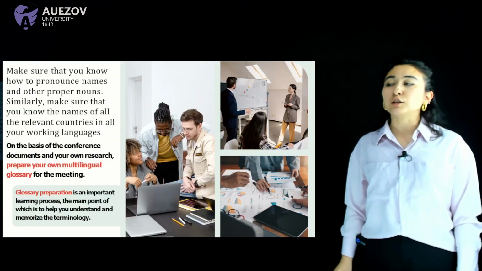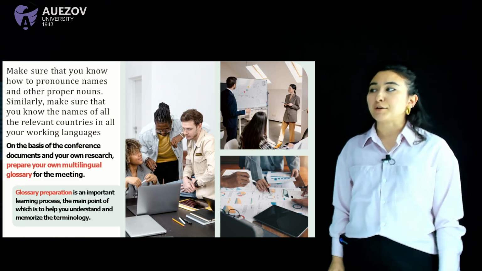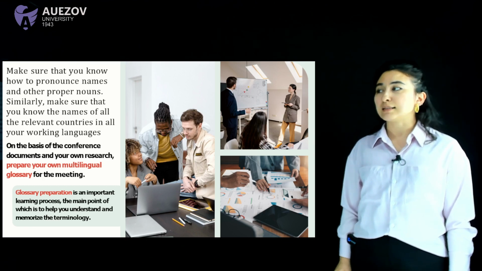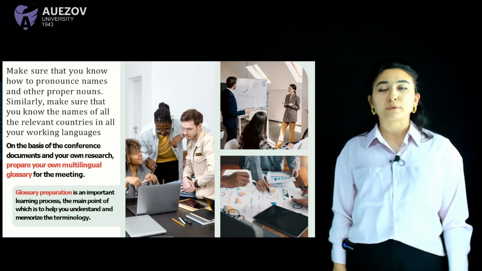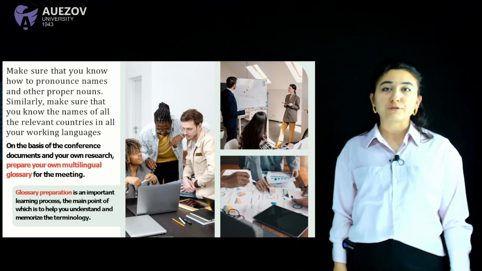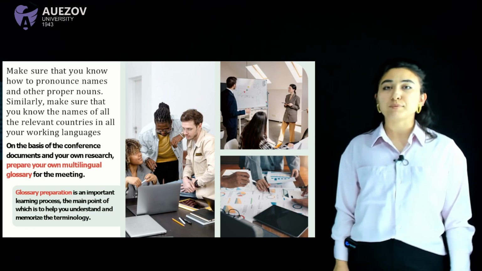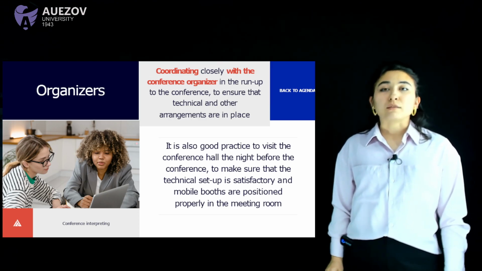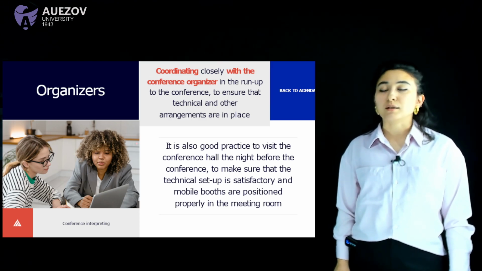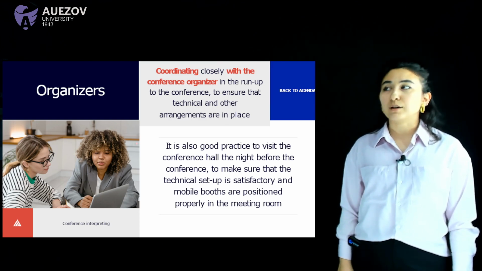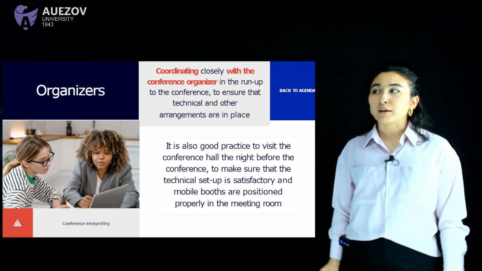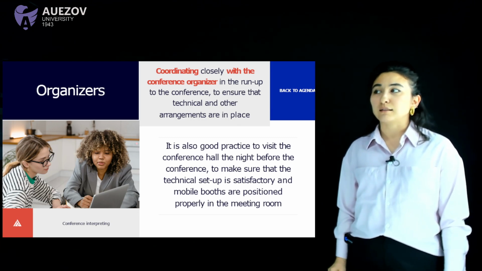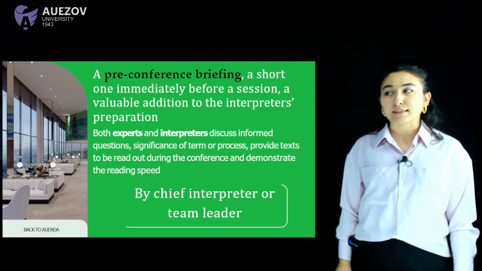Next, glossary preparation. This is an important learning process, the main point of which is to help the interpreter to understand and memorize the terminology. We said before, just before the conference, the interpreter must prepare his special glossary. Next, organizers. The interpreter must coordinate, must cooperate closely with the organizers, and this is very helpful for the conference interpreter because this ensures that technical and other arrangements are in place.